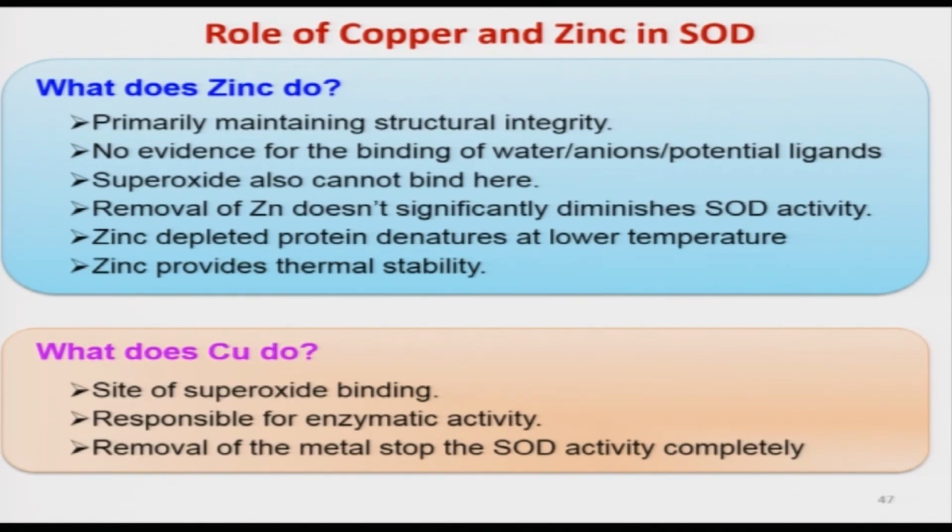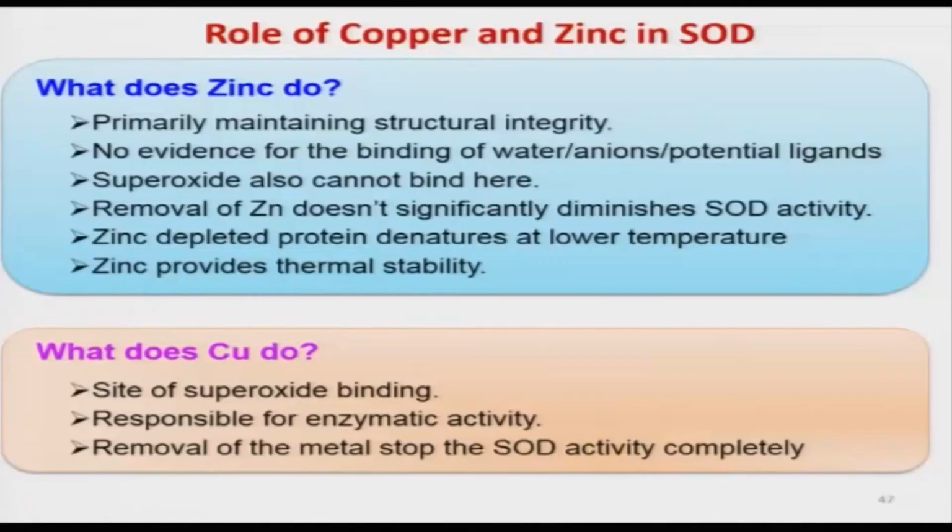Now, what is the copper center doing? The copper center is responsible for all this activity. What we have seen is the simultaneous oxidation and reduction of the metal as well as the superoxide. So, this is the site of superoxide binding, responsible for all this enzymatic activity, and removal of this copper ion completely stops the superoxide dismutase activity, which suggests that the copper center is the key catalytic center for copper zinc superoxide dismutase.